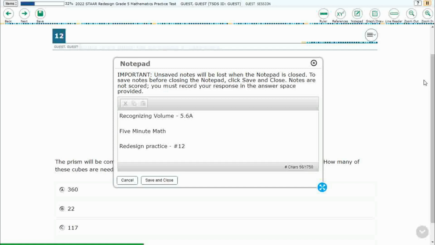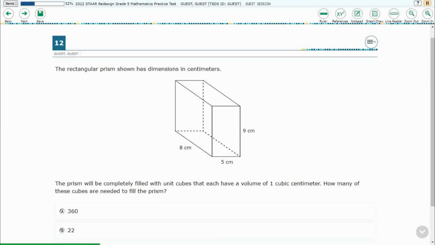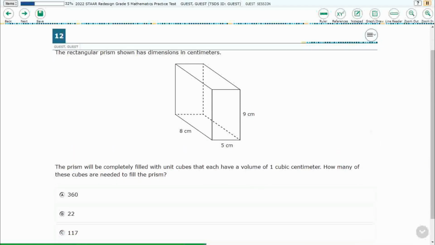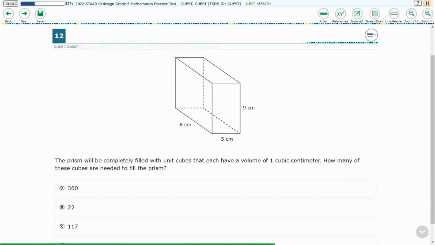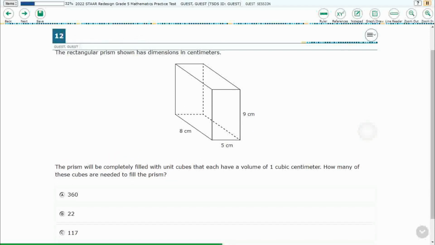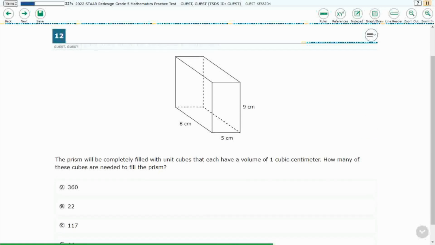Today we are looking at the 5th grade concept of recognizing volume. This is standard 5.6a in the great state of Texas, and we are using item number 12 of the Redesign Practice Online STAAR Test. If you haven't done so already, please go ahead and take a moment to pause the video, work this problem out on your own, unpause it, and we will look at our answers together.